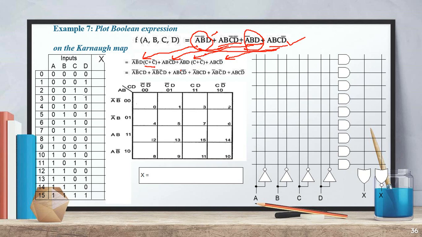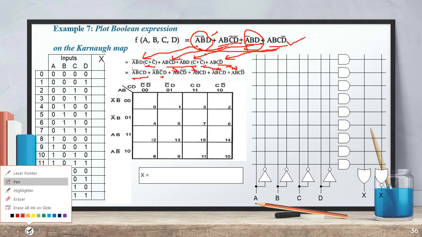If you make the expanded one, this first one becomes A B bar CD because of this C, and the next one A B bar C bar D because of this C bar, and this one as it is I am getting. In this, first it will take C, then it will take the C bar portion, and this portion A B C D bar as it is. From this we are getting the final equation.